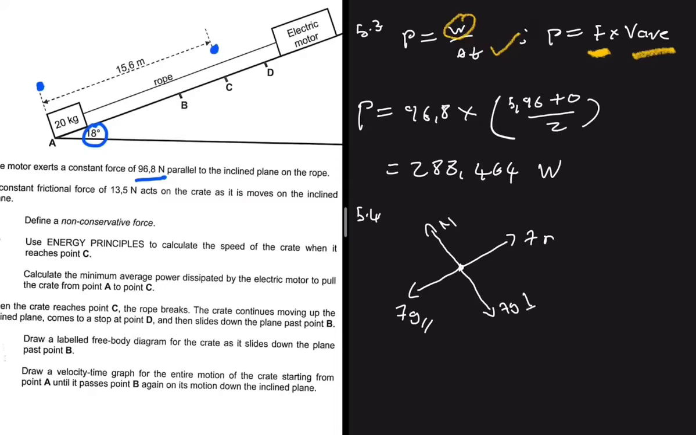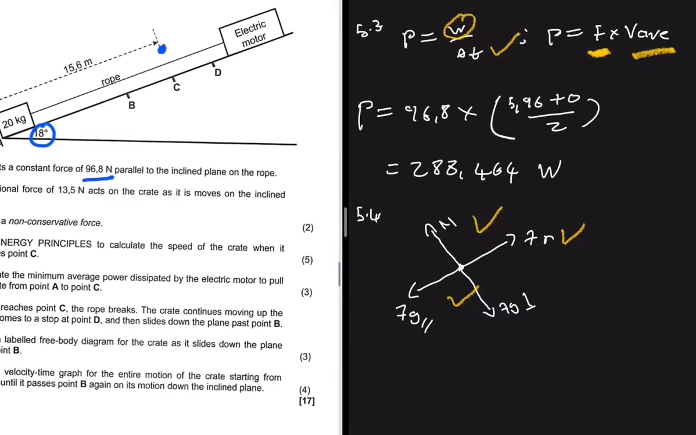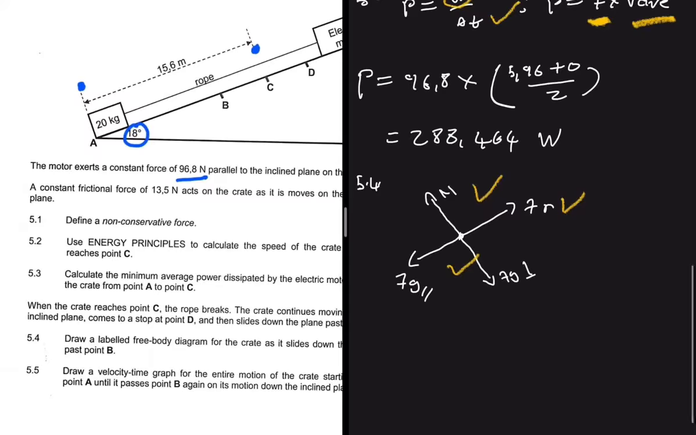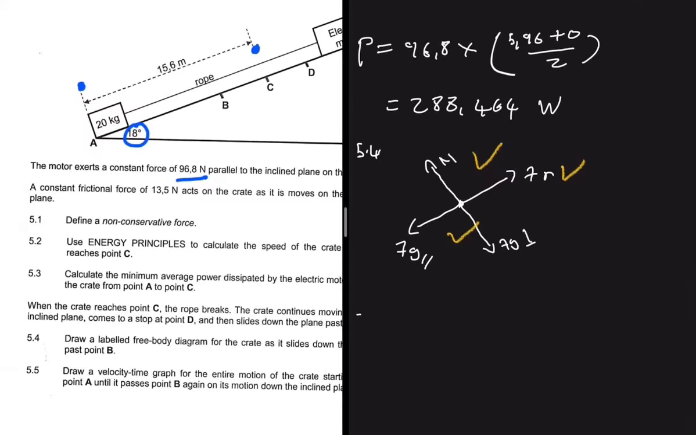So I'm expecting 1, 2, 3. I'm expecting this question to be out of 3 marks because we have identified 3 forces. And indeed it is. So now I'm convinced that I have the correct free body diagram because my number of forces correlates with the marks for the question. And then 5.5, let's look at what 5.5 says.